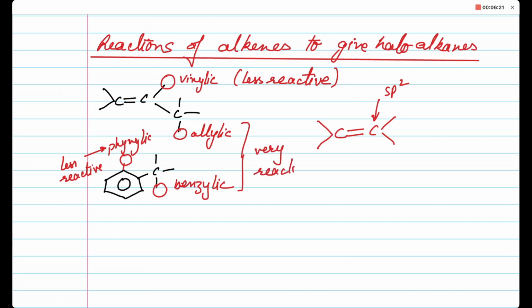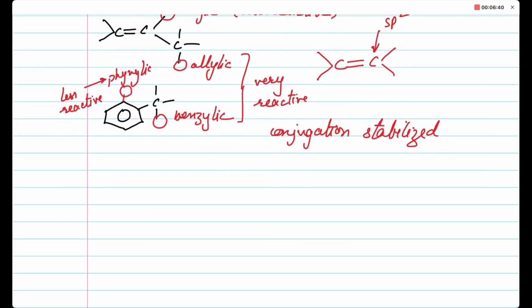The reason for this particular position to be very reactive is very simple. The allylic or benzylic radical, when they are formed, these are conjugation stabilized. Why is it conjugation stabilized? The simple reason is that if we talk about the vinylic or allylic positions, we have a double bond, we have a single bond, and we have an unpaired electron. And this is one of the conditions of conjugation. The double bond, single bond, unpaired electron becomes the condition of conjugation. So allylic and benzylic radicals are conjugation stabilized.